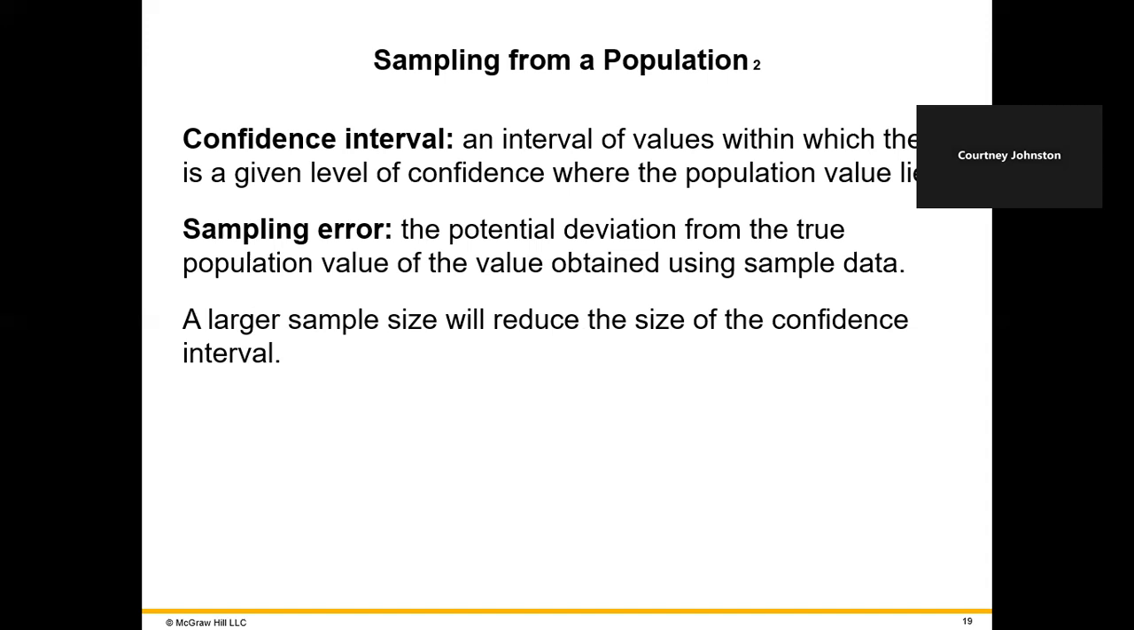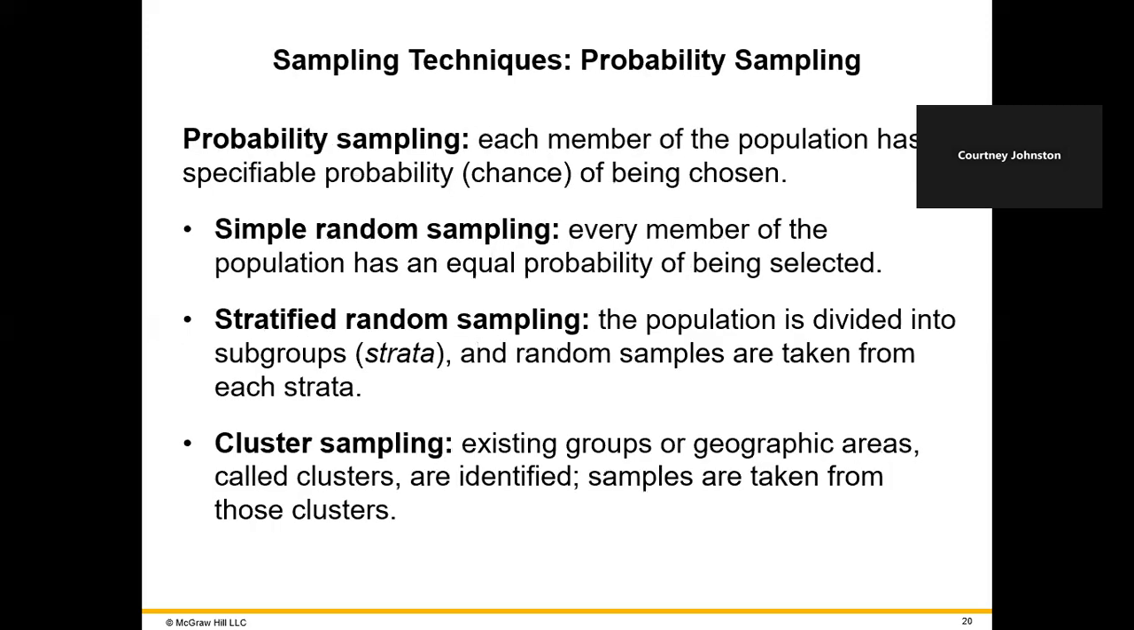A larger sample size is going to reduce the size of the confidence interval. And so that's why, again, if you have a population of 2,000 students, maybe you sample, I don't know, 125. That's pretty good. If you're just sampling 10, that's going to increase the potential of sampling error, and your confidence interval is going to be much larger. So, the more people that you can sample, the better, even though that's not always feasible.